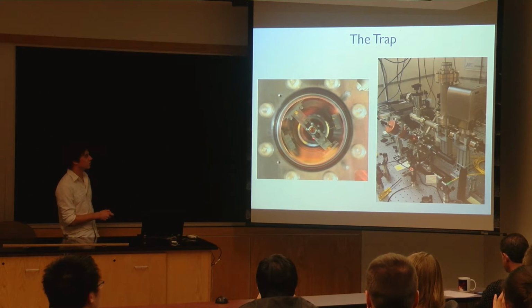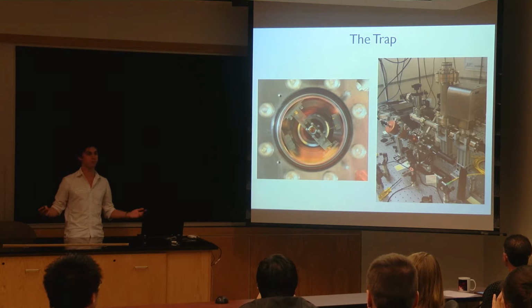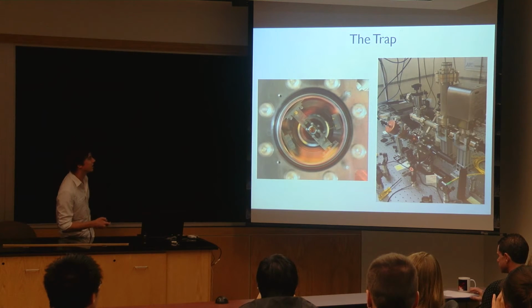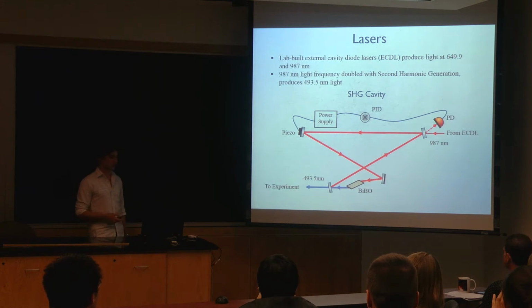This is after it's already been completed, and this is the whole apparatus. This is the vacuum chamber. The ions have to be trapped in very low pressure so that they don't get bashed into by a hydrogen atom or something like that. All right, so now the lasers themselves.